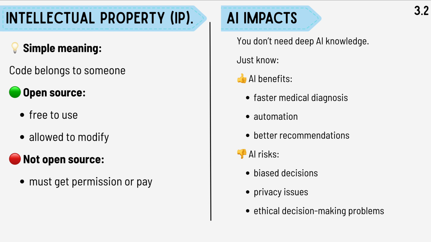Intellectual property is basically the code that belongs to someone. Open source is free to use. Closed source is not free to use, and you must get permission before editing it.